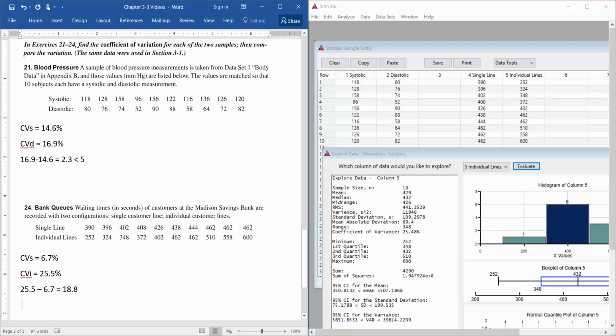So here we would say that there is a difference in the variation between line setups. Back up here, we would say the variation is roughly the same.